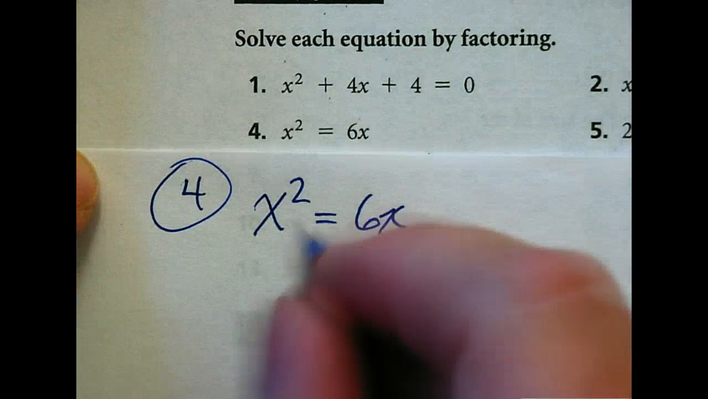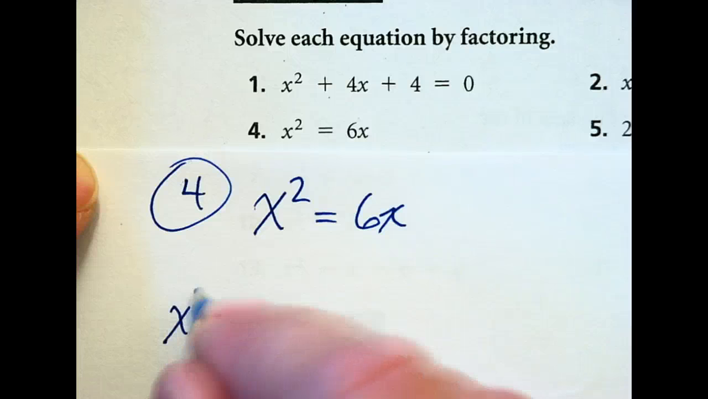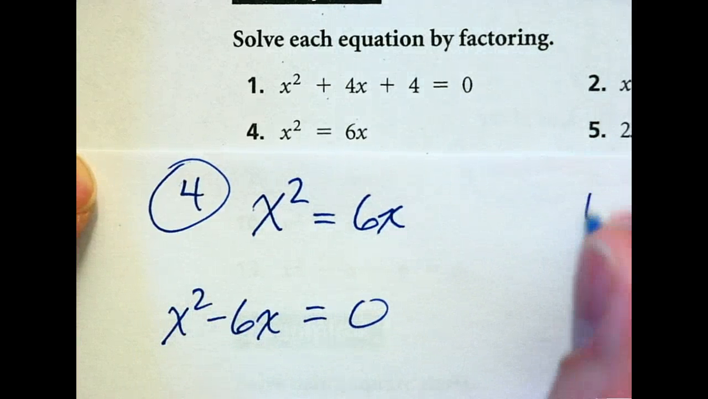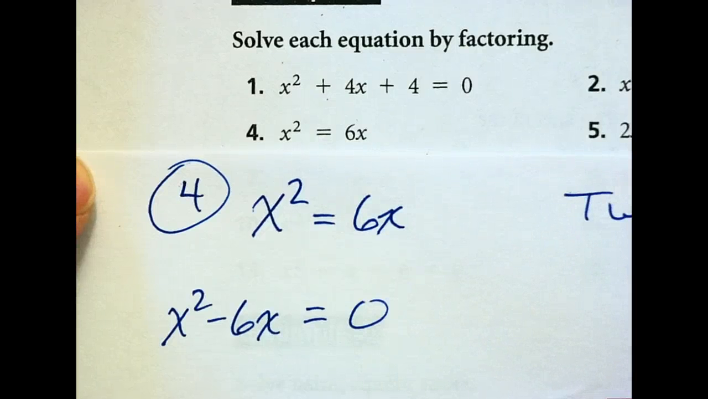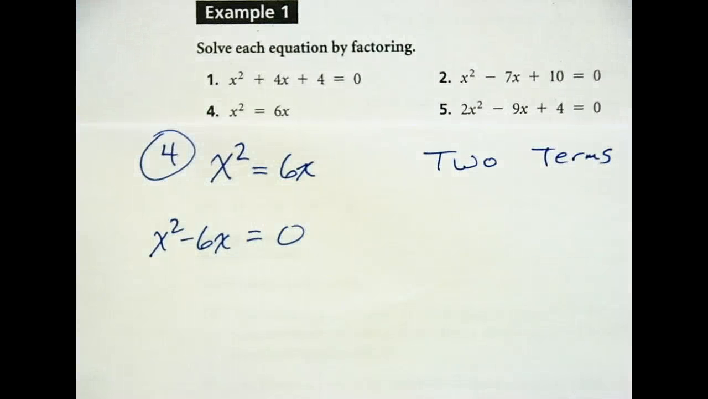There's only two terms. We still want to get it in standard form. So subtract 6x, right? x squared minus 6x equals 0. Only two terms here. Now, what's the second thing you always do in solving quadratics? Look for a greatest common factor. Not A times C. Common factor, greatest common factor.